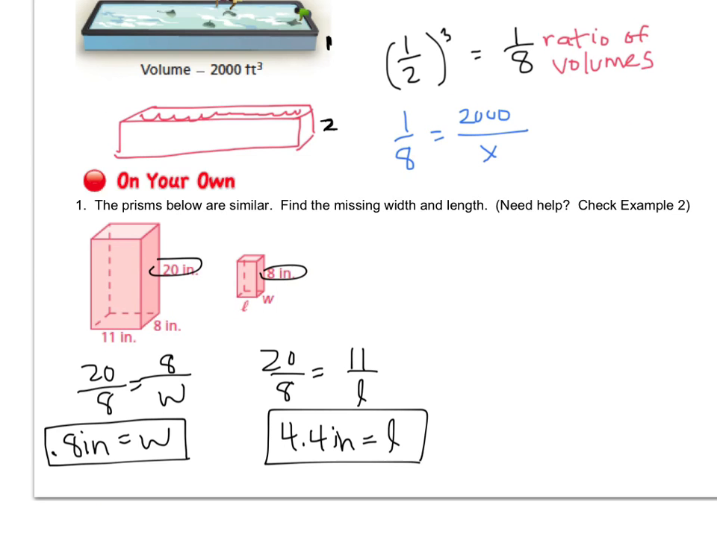All right, so in this example, you needed to actually do two different rate proportions because they gave you a 20 and an 8, and so you had to make one proportion to find the W and then another proportion to find the L. You can't solve it all in one step. There are two different dimensions, so you have to do two different proportions. Let's move on to the next on your own example.